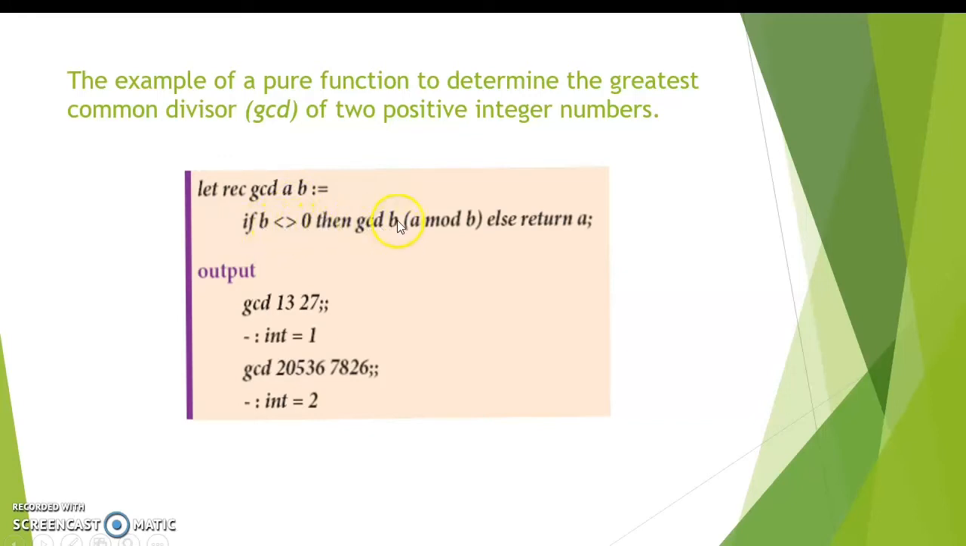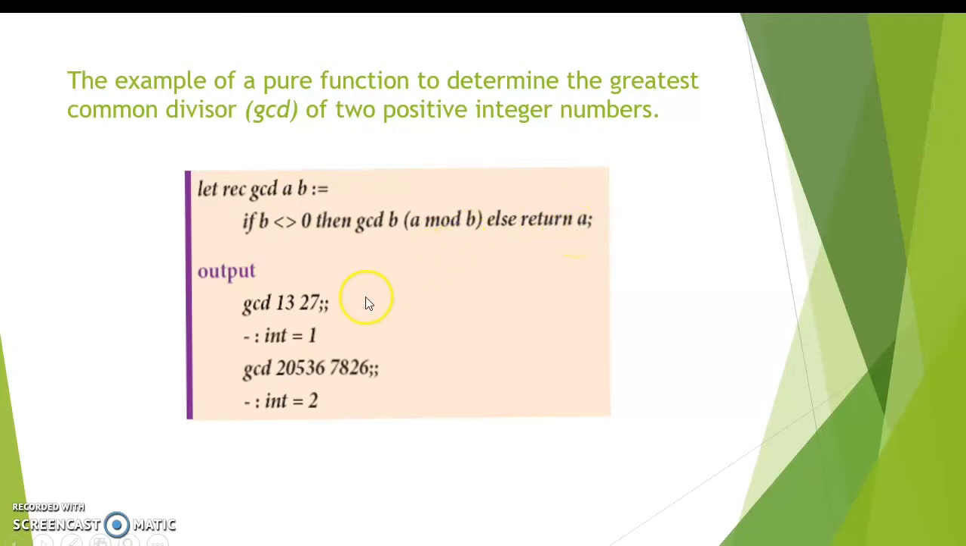Then GCD b (a mod b). Here the function calls itself. What is meant by a recursive function? A function that calls itself is known as a recursive function. Here the function GCD can call itself, so we call it a recursive function. That's why we are using the keyword rec. Otherwise, if the value of b is equal to 0, then it goes to the else block, that is return a.